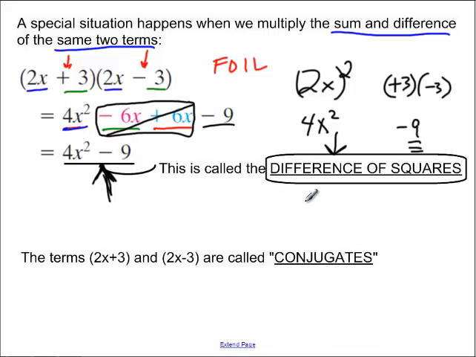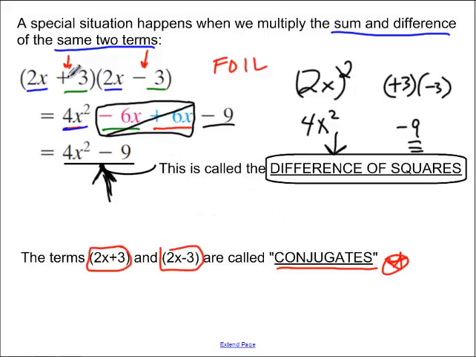Alright, so special terminology for this is that these two binomials are called conjugates. 2x plus 3 and 2x minus 3. They're just called conjugates, and that's just a special term for both of these. First term is the same, last term is the same. Subtraction here, addition here. Those are just called conjugates, something to remember.